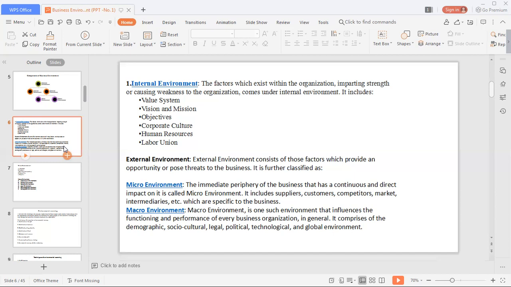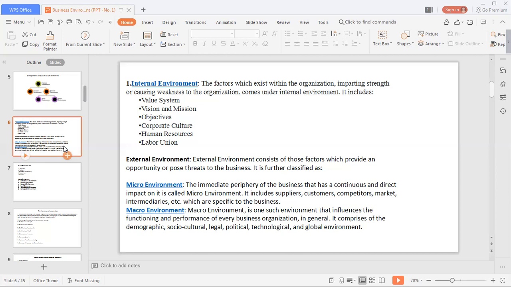Coming to the external environment, the external environment of the business is comprised of factors which are external to the business and which are not within the control or purview of an organization. Such factors have significant influence on the growth and survival of any business entity. So first of all, we'll discuss the micro environmental factors.